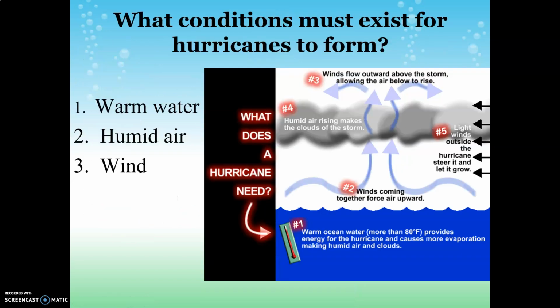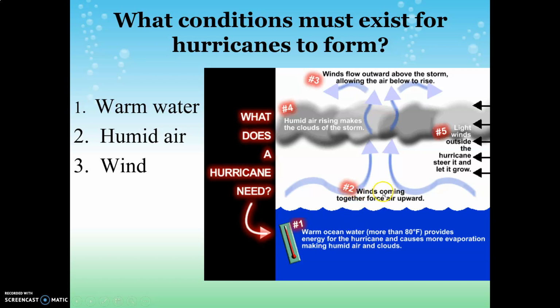What conditions must exist for hurricanes to form? You need these three things: warm water, humid air, and winds. Let's look at this diagram. Number one, or the first step, warm ocean water, more than 80 degrees Fahrenheit, provides energy for the hurricane and causes more evaporation, making humid air and clouds.